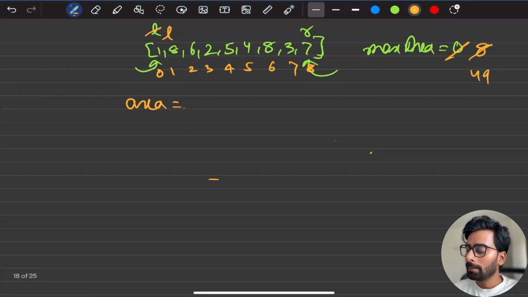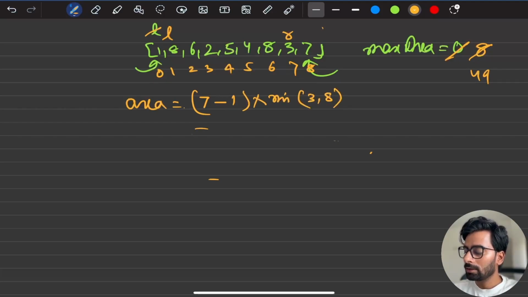Now what was the minimum height between the previous values? The minimum height was 7, so I will move my R here now. R will move here, and now to calculate the area again, we need to see the width. The width would be 7 minus 1 and height would be minimum of 3 and 8. So this is 6 into 3, that is 18. So I am not going to update because this is not a better answer.